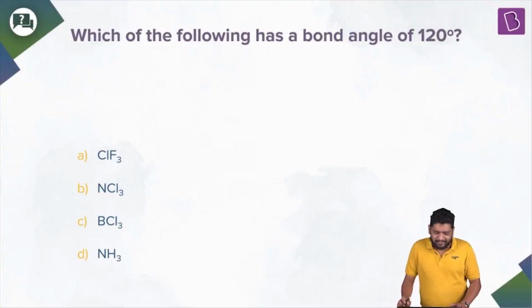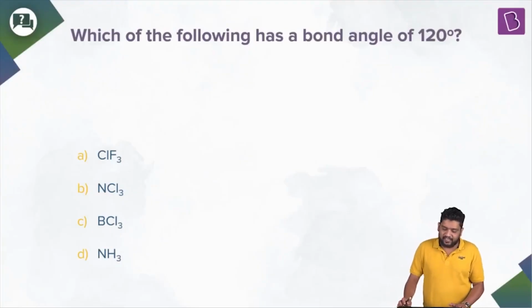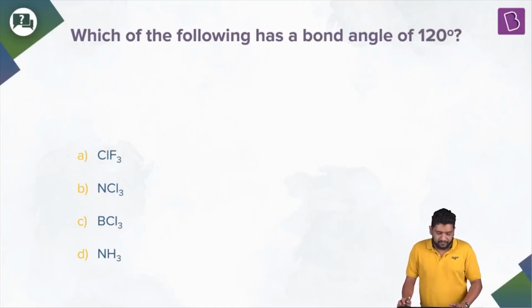Okay, simple question again. It says which of the following has a bond angle of 120 degree? So we are looking for something which has a 120 degree bond angle. 120 is commonly seen in sp2. So if I can find the hybridization of these, I have a good chance of guessing it.